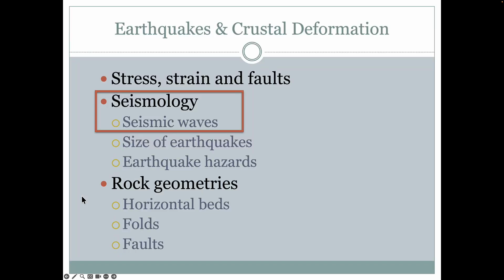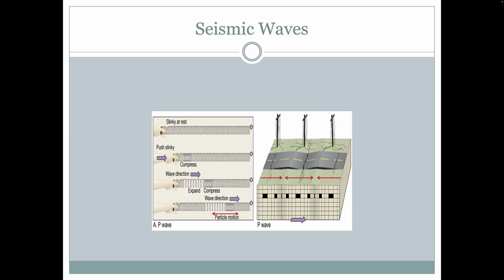So let's talk about the different types of seismic waves that move through the Earth. And remember, these begin at the focus of the earthquake, but they literally travel throughout the entire Earth, and we're able to record those at seismographs all around the world. The first one of these is called a P wave, and these are compressional waves.